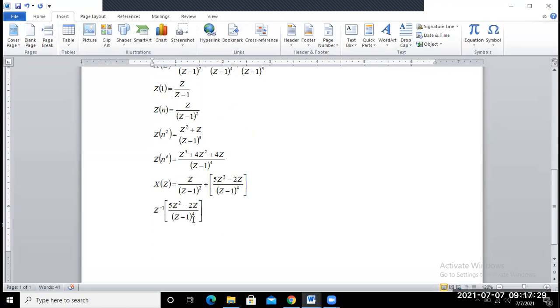the factorization method. Okay. So if you take the factorization of this one, you may write 5z square minus 2z divided by z minus 1 whole to the power 4 equal to some constant a into z cube plus 4z square plus 4z divided by z minus 1 whole to the power 4, plus b into z square plus z by z minus 1 whole cube, plus c into z by z minus 1 whole square, plus d into z by z minus 1. Okay.